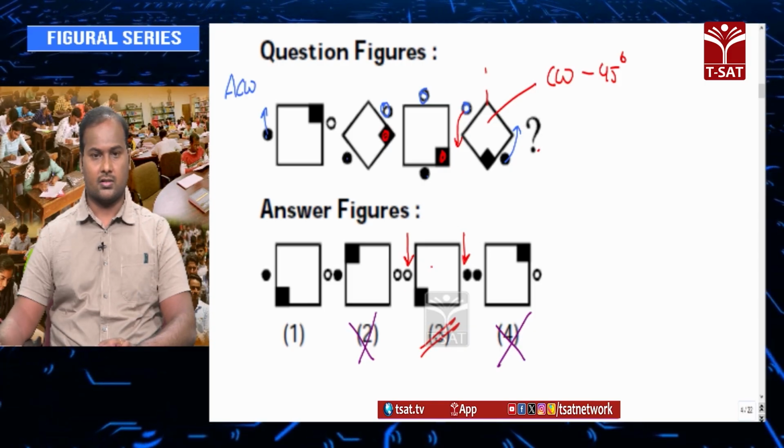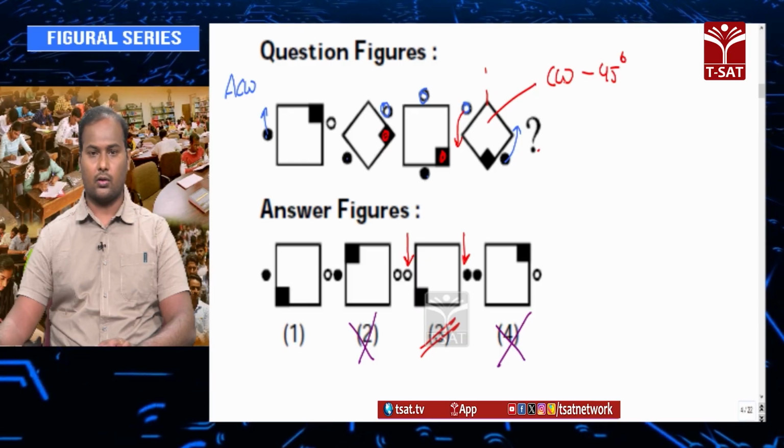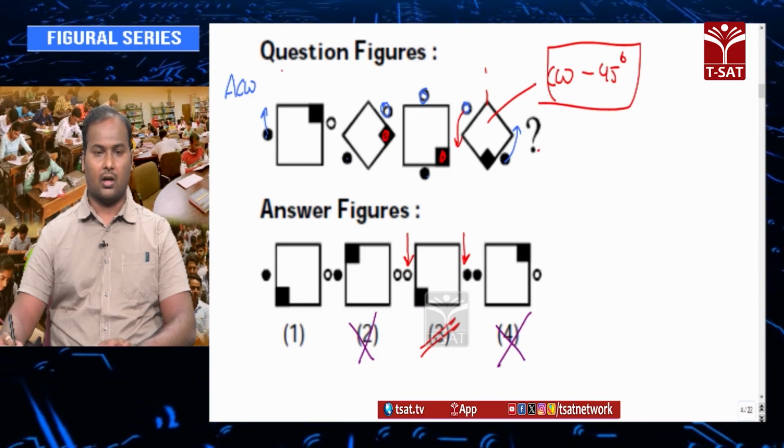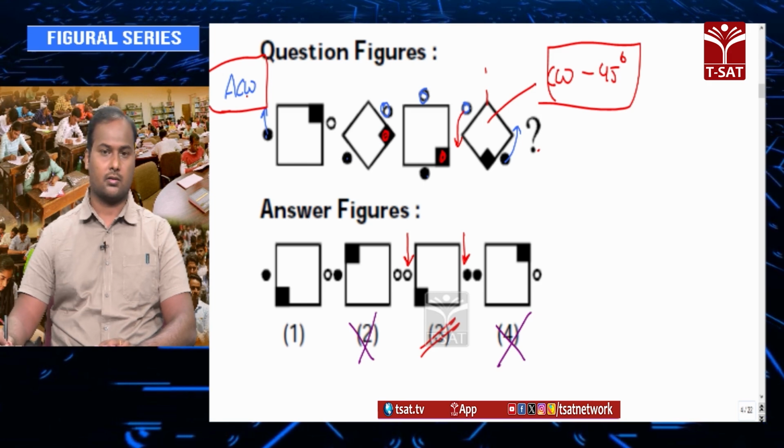Answer is option C. Here two rotations. What are the two rotations? Inner circle is rotating clockwise 45. And how are these outer circles? They are also rotating in the anti-clockwise direction.